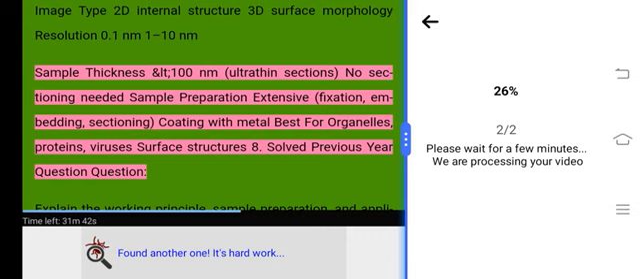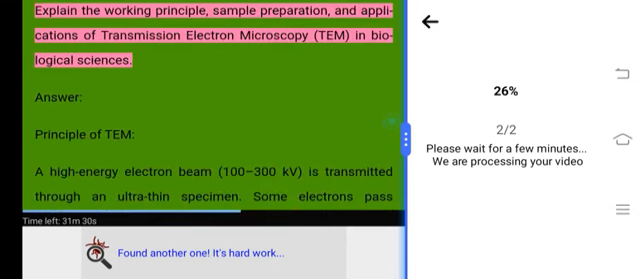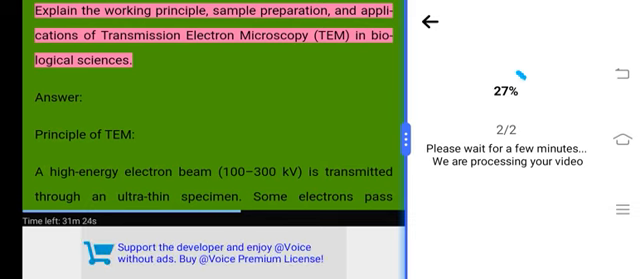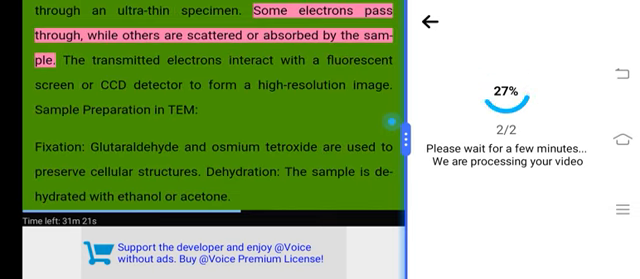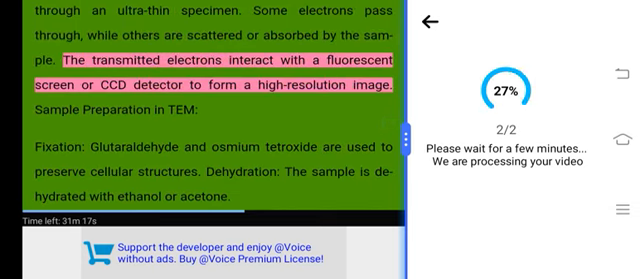8. Solved previous year question. Explain the working principle, sample preparation, and applications of transmission electron microscopy (TEM) in biological sciences. Answer. Principle of TEM. A high-energy electron beam, 100-300 kV, is transmitted through an ultra-thin specimen. Some electrons pass through, while others are scattered or absorbed by the sample. The transmitted electrons interact with a fluorescent screen or CCD detector to form a high-resolution image.